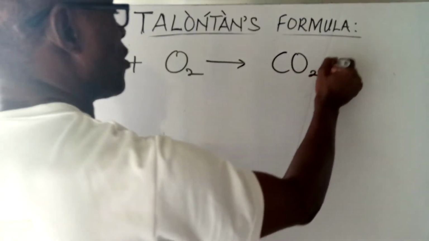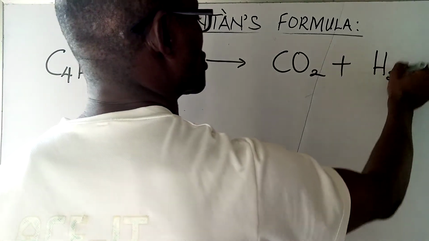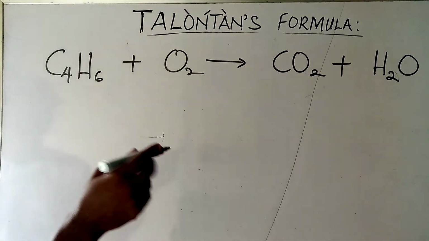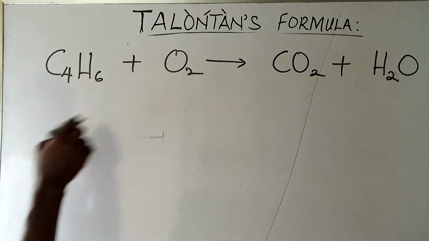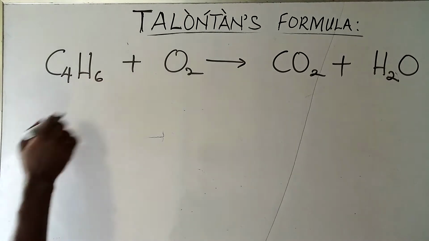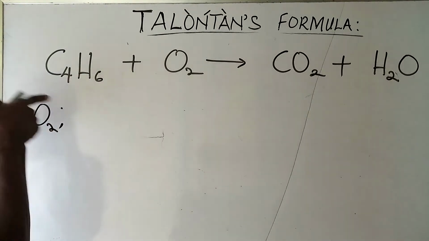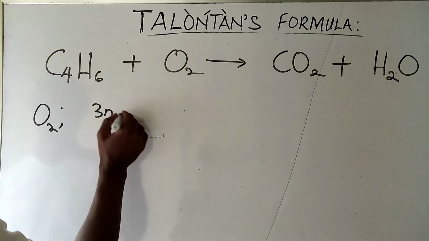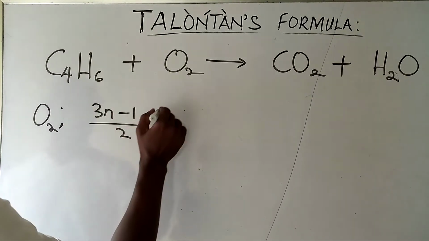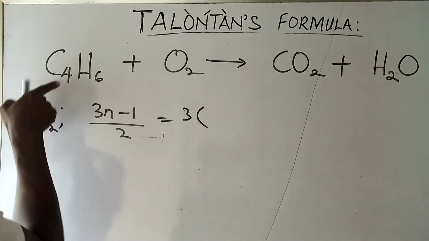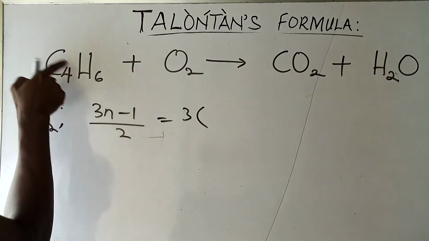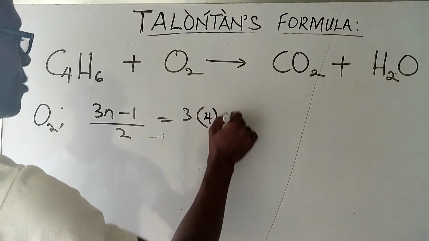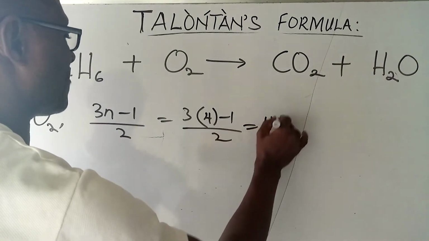So, we all know that combustion reaction of hydrocarbon will always produce carbon dioxide and water. All I need to do is to recall the Talontan's formula coefficient for oxygen for alkyne, and that is (3n-1)/2. So I will just insert 4, which is the number. Don't forget, n is the number of carbon atoms. So that's (3×4 minus 1)/2, and that's 11/2.